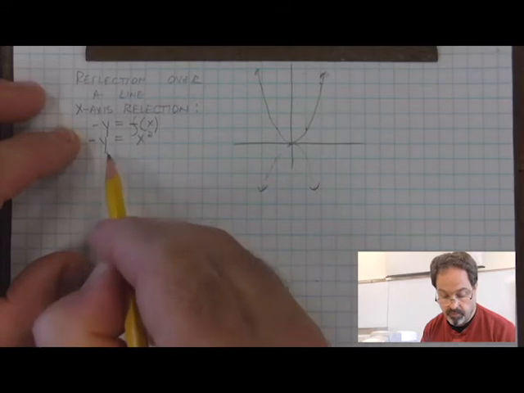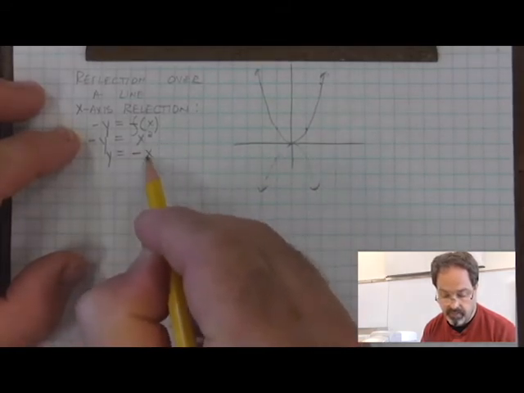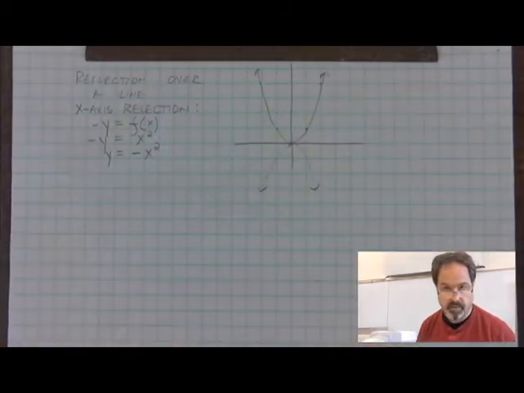Now we are used to, and in the habit of, solving for y. We don't need to, but if we did, it would look like that: y is equal to negative x squared.